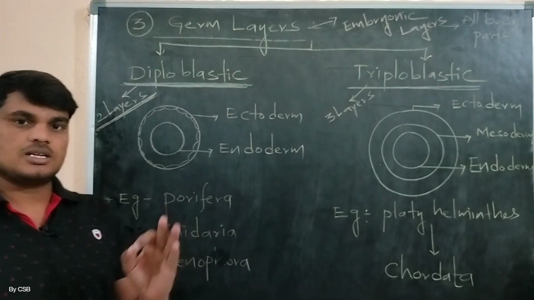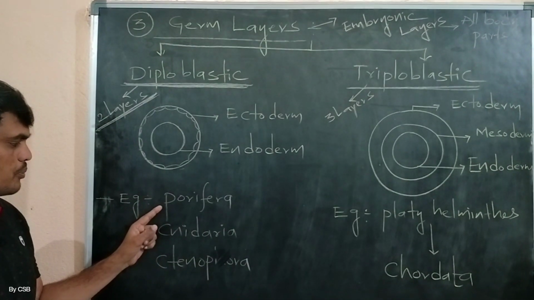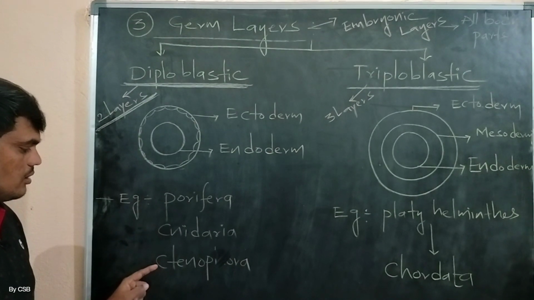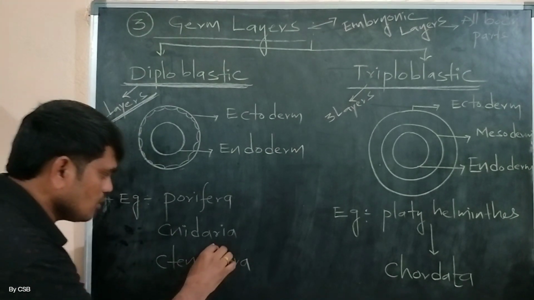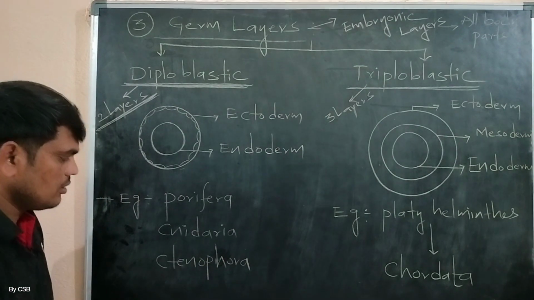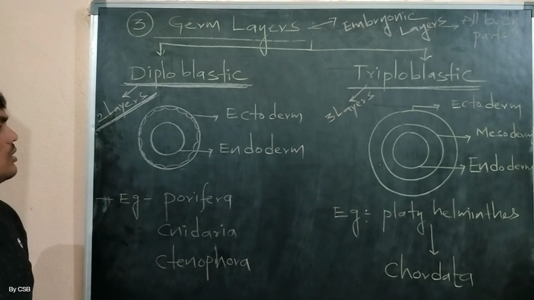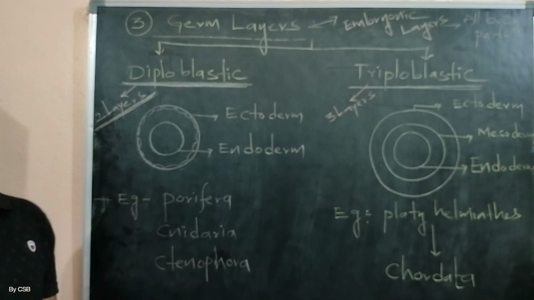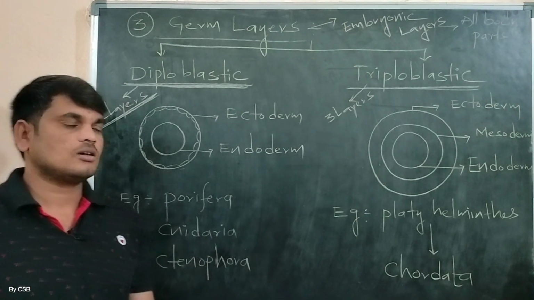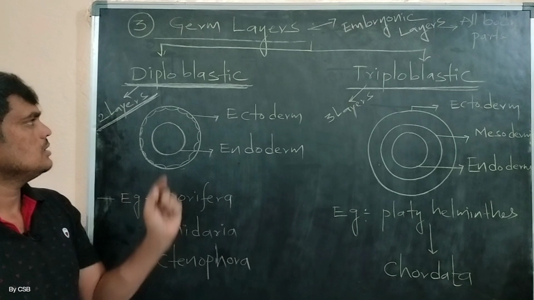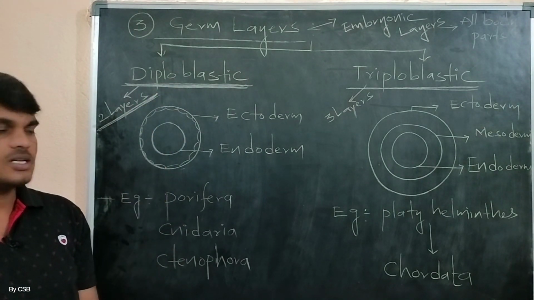Let me give the best example for this. Example: Porifera, Cnidaria, Ctenophora. These are the suitable examples of diploblastic animals. By having two layers, they are called diploblastic animals.